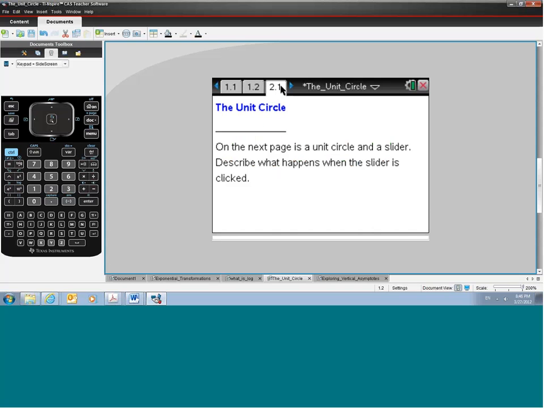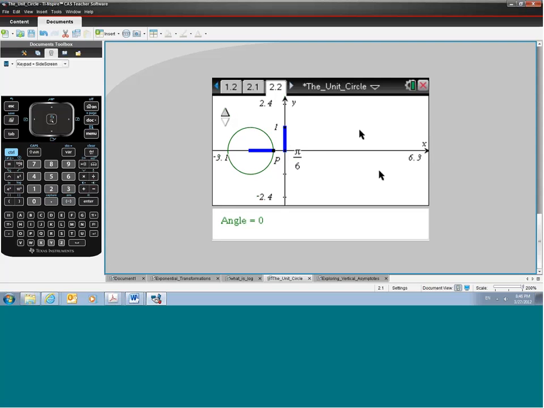Moving on, similar activity, looking at the cosine. Again with the slider, as we start going around the circle, what's the length of that blue segment? And it generates the cosine curve.